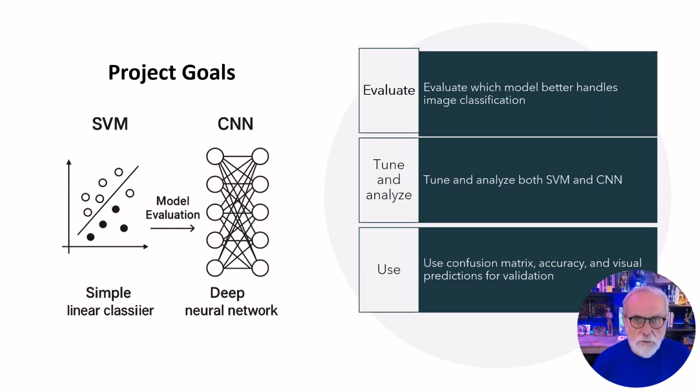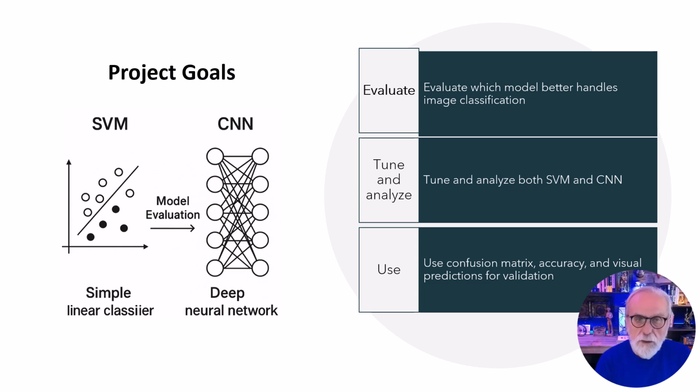The primary goal of this project is to compare and evaluate two different machine learning approaches for solving the same classification task. First, we wanted to explore how a traditional machine learning model like support vector machine, SVM, performs when given image data that has been flattened into vectors. Second, we wanted to assess how a deep learning model, specifically CNN, handles the same task using the full spatial structure of the images.